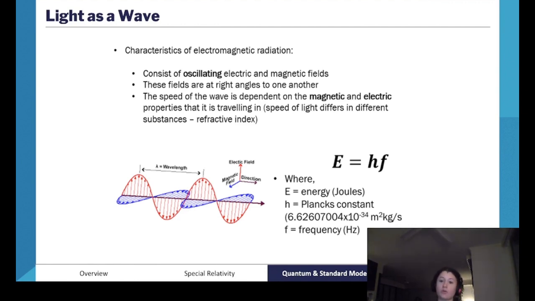Now, these two oscillating fields are perpendicular to the direction of propagation. So as you can see, our wave is going in this direction, but our two fields are going up or across, right? Perpendicular to the direction. So this is the main thing that you need to remember about the wave model of light. The other formula that you need to remember is that the energy is equal to hf, where little h is Planck's constant. This number is in your formula sheet, so don't worry about remembering it. And f is the frequency of the light in hertz.